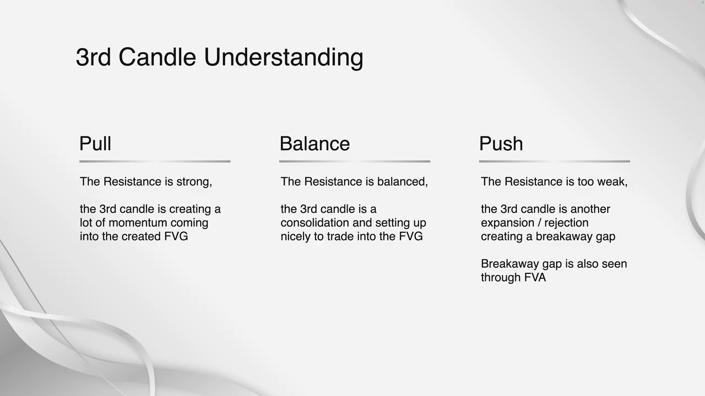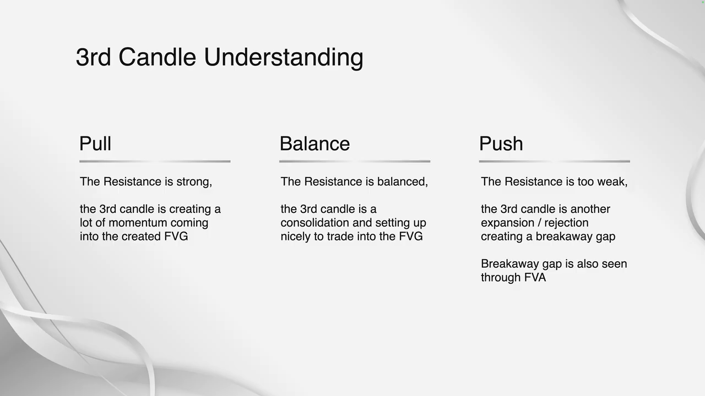Whenever we create a fair value gap, again, like we mentioned, the first candle can do whatever it wants to do. The second candle is an expansion phase candle, always. Otherwise, there is no fair value gap. Then the third candle is tricky because it can do all of these things right here. It can either pull, it can be balanced, it can push. So these are all 3 different options where they all make sense. If we go into the chart as well, it's visually quite clear what I mean right there.